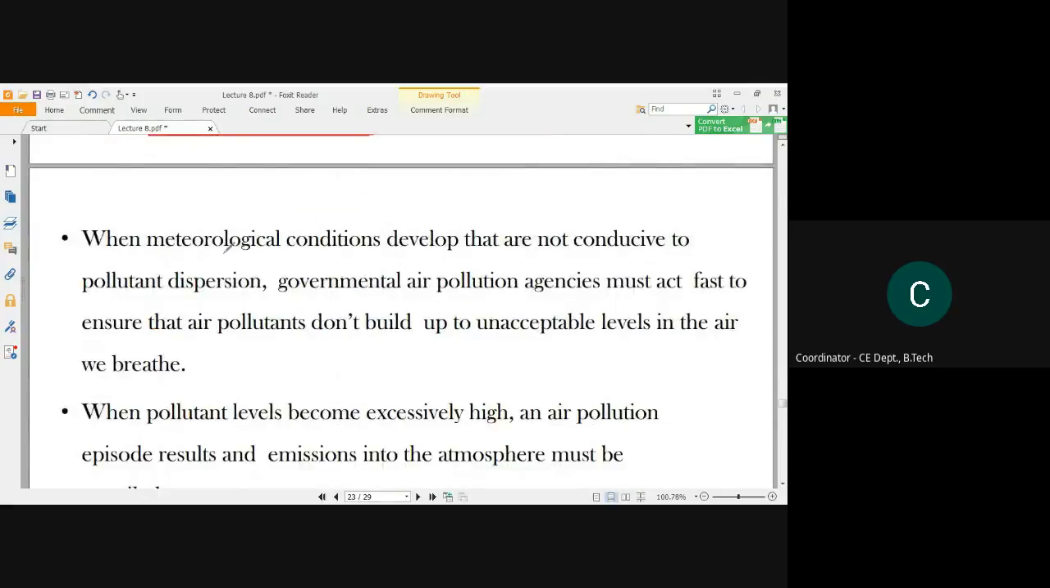So when meteorological conditions develop that are not conducive to pollutant dispersion, governmental air pollution agencies must act fast to ensure that air pollutants don't build up to unacceptable levels in the air we breathe.